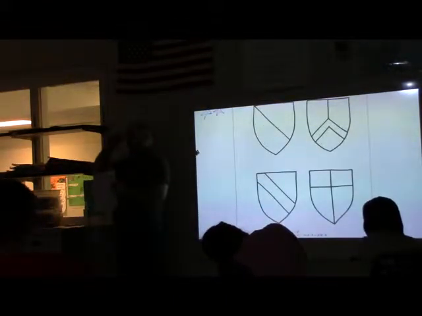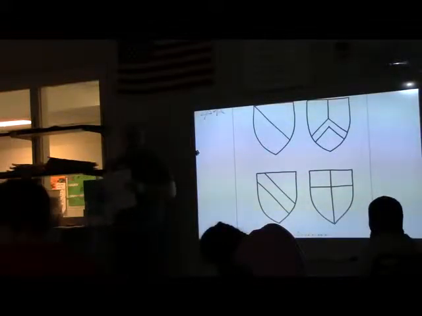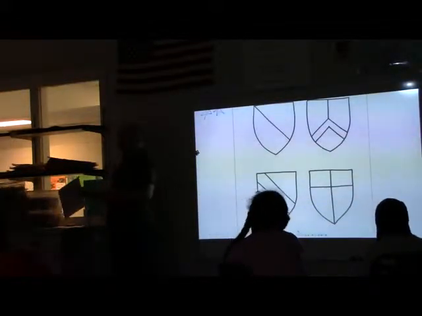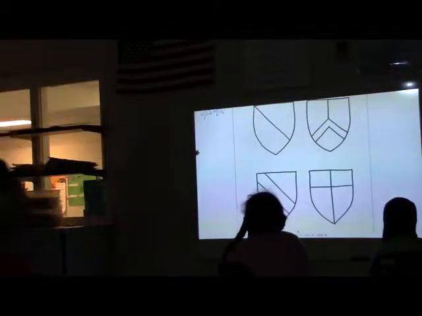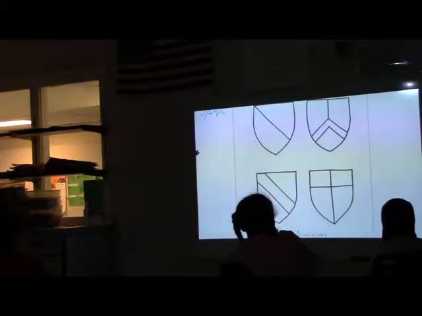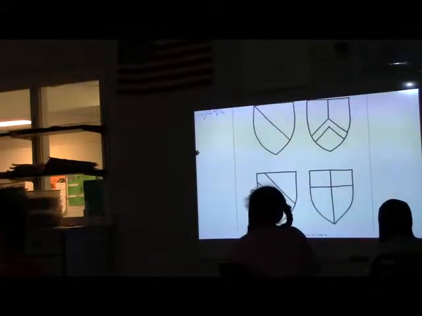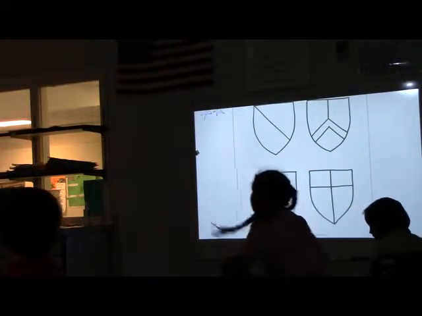Step 2 is, just like the coat of arms that we looked at had symbols, you're going to think about symbols that could represent you. They could be a football. They could be a music note. It could be a basketball. It could be a Minecraft character. Whatever. I'm going to show you my example, okay?